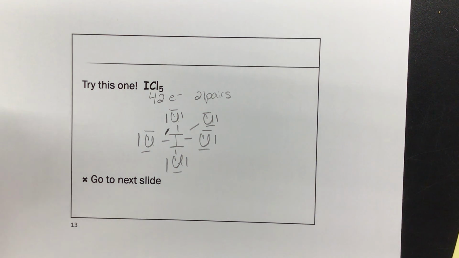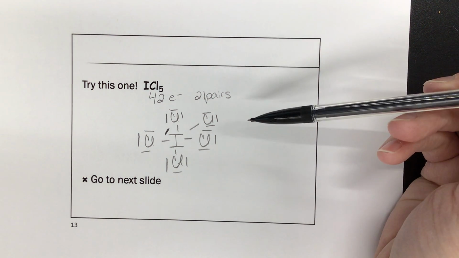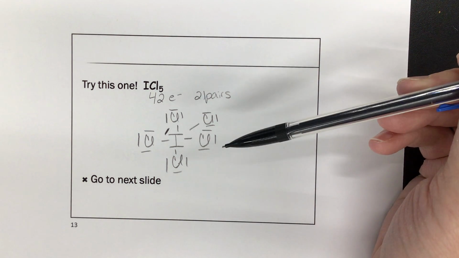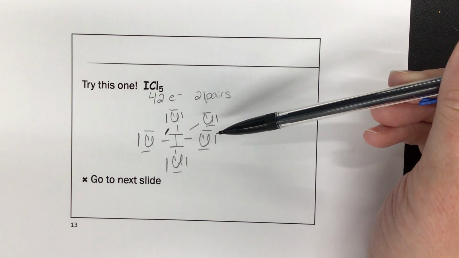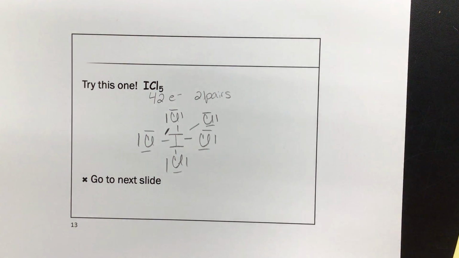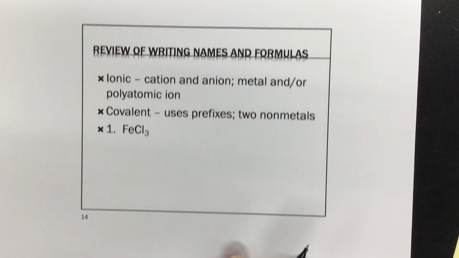All right, so that's finishing up our Lewis, taking care of our resonance, which is when you can have more than one correct answer, and we have to show them all, and taking care of our extra pairs and our expanded octets and all of our exceptions to the octet rule.